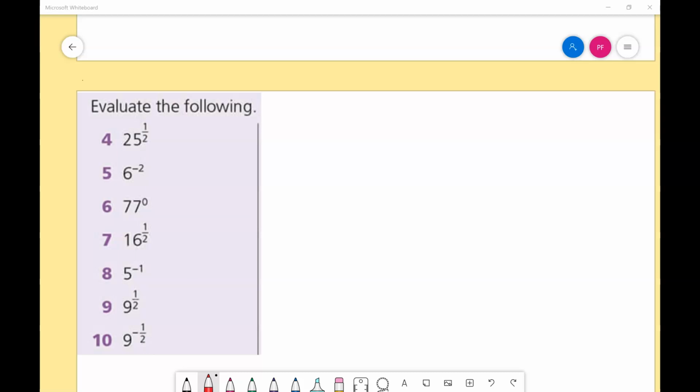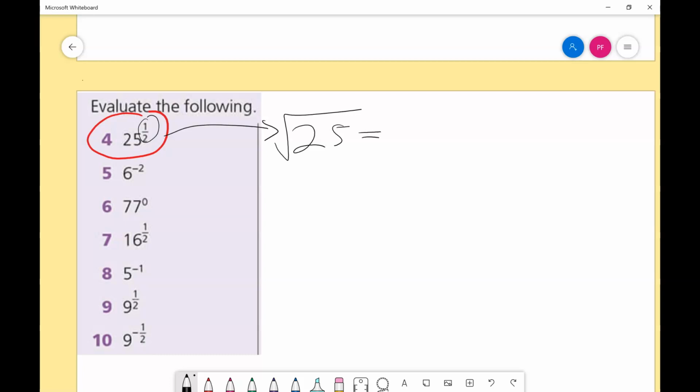So again, these are on page 35, so we're doing questions 4 to 10 here. Again, pause the video or try and beat me to the answer, it's up to you. So we've got 25 to the power of a half, so I know a fractional power means square root. So that's the square root of 25, the square root of 25 is 5.